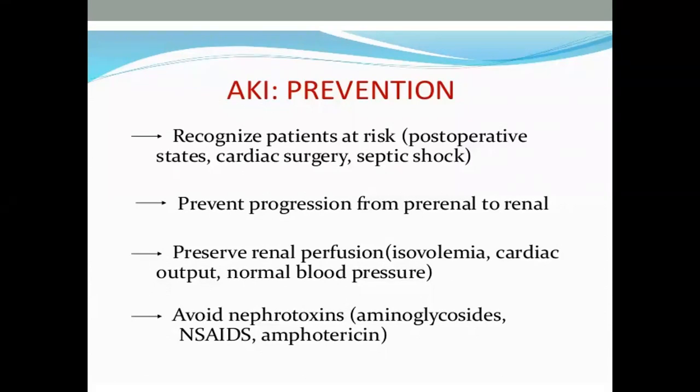All right. You want to prevent progression from pre-renal to renal. You want to arrest the AKI at the pre-renal state. By all means, preserve renal perfusion by ensuring isovolemia, ensuring that you have adequate cardiac output and normal blood pressure, MAP normally with a target MAP between 65 to 75 millimeters of mercury. And you want to avoid nephrotoxic agents, your aminoglycosides, your NSAIDs, and all that. We'll see the list of medications that should be avoided in patients who are at risk of AKI.